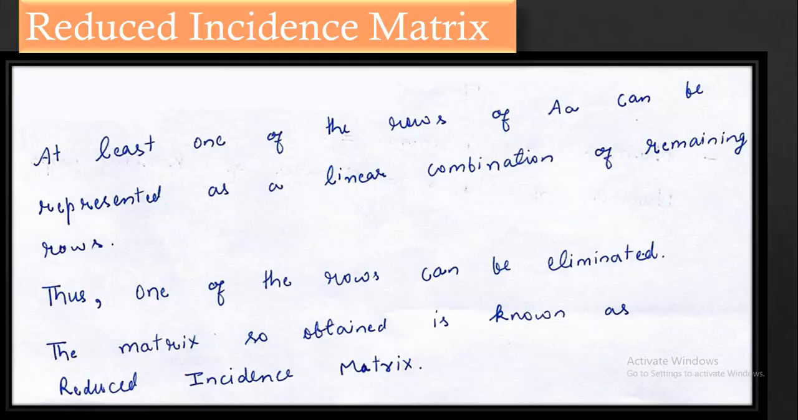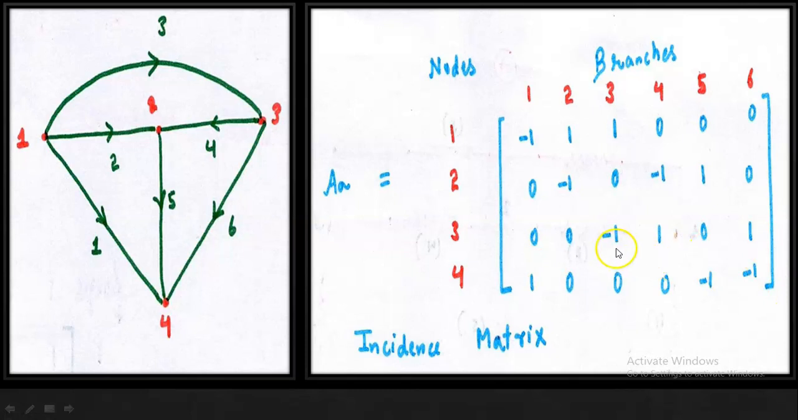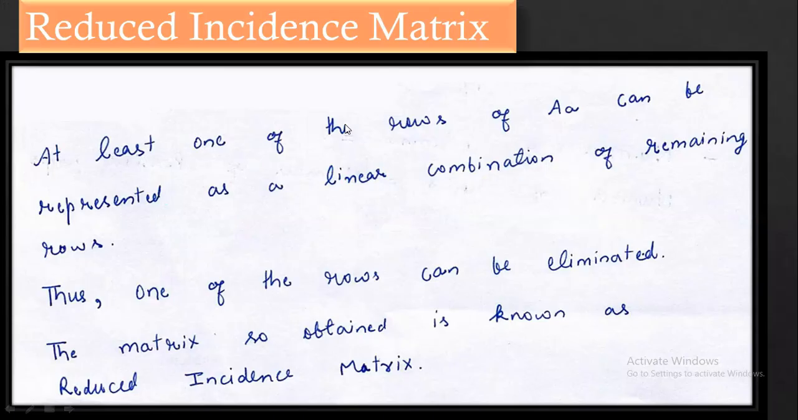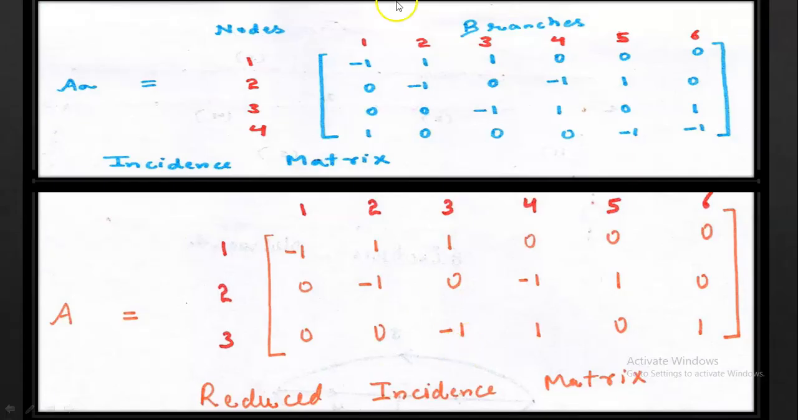Now we move on to reduced incidence matrix. We see that at least one of the rows of the incidence matrix can be represented as a linear combination of the remaining rows. Here in this matrix, suppose the last one can be represented as a linear combination of all the remaining rows. So at least one of the rows can be eliminated. The matrix so obtained after eliminating one of the rows is known as the reduced incidence matrix. We see this example. In the reduced incidence matrix, the last row has been removed.